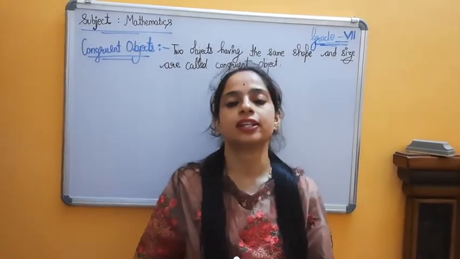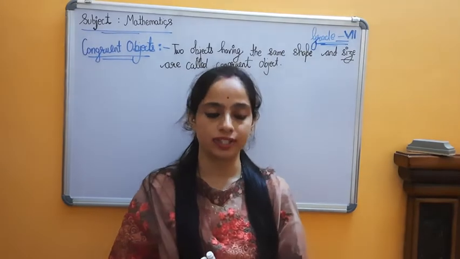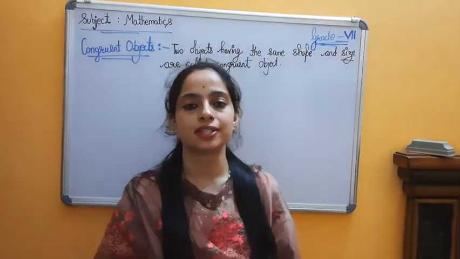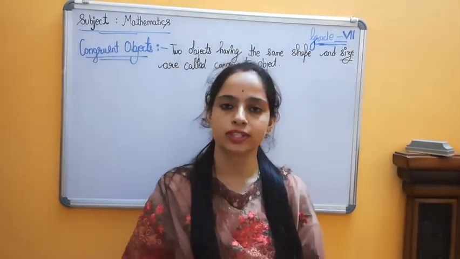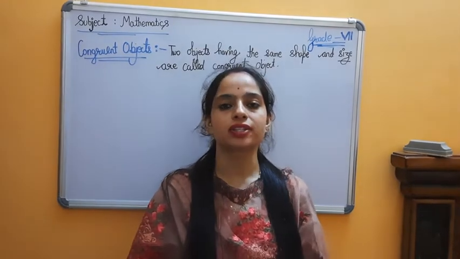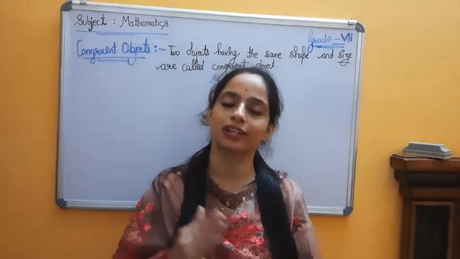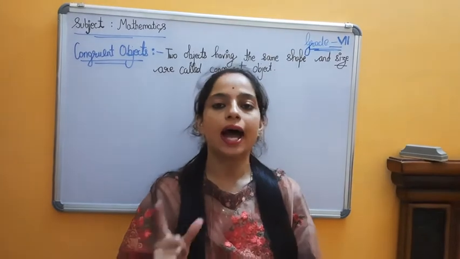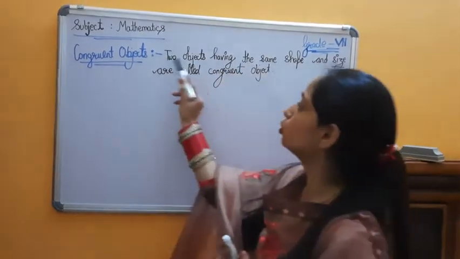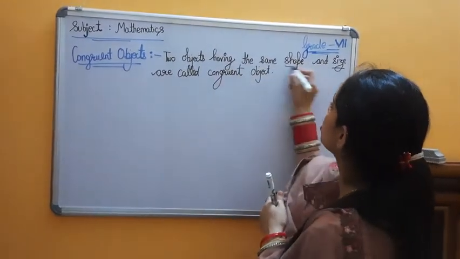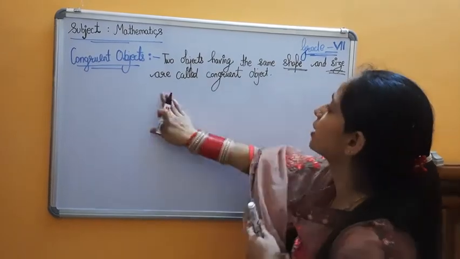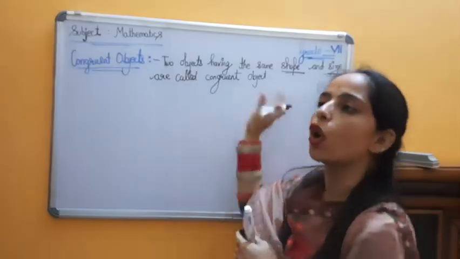As we are discussing the 10th chapter, that is congruency, its first topic is congruent objects. So two objects are said to be congruent if they have same shape and same size. Two objects having the same shape and same size are called congruent objects.